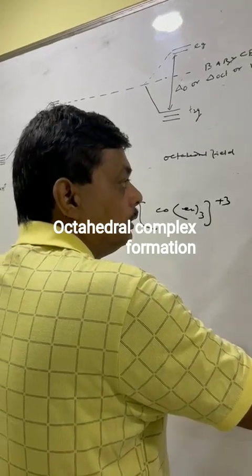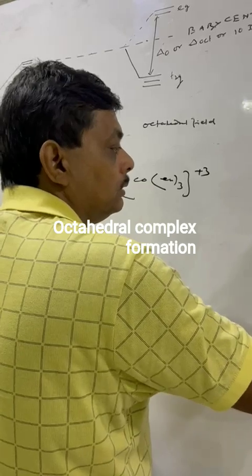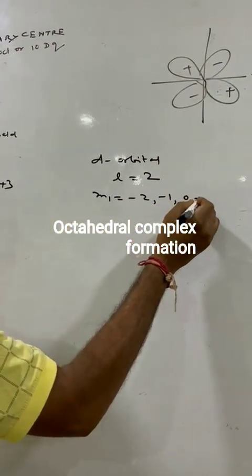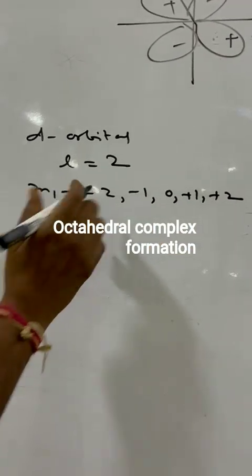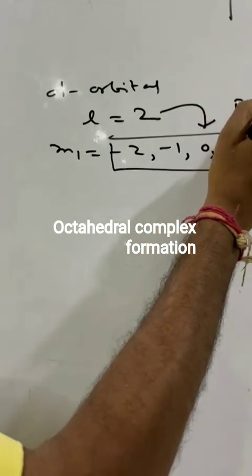Knowledge, we know that for the d orbital, the l value is 2. So the Ml values will be minus 2, minus 1, 0, plus 1, plus 2. So the magnetic quantum number has 5 values. That means the d orbital is of 5 types.